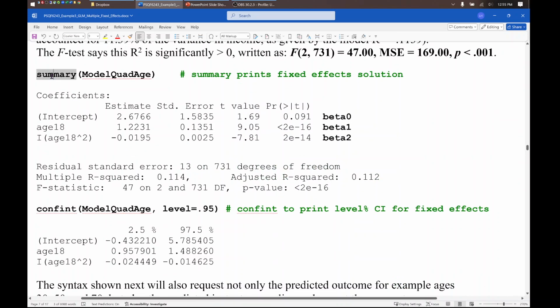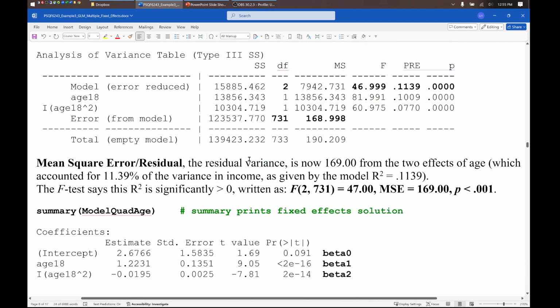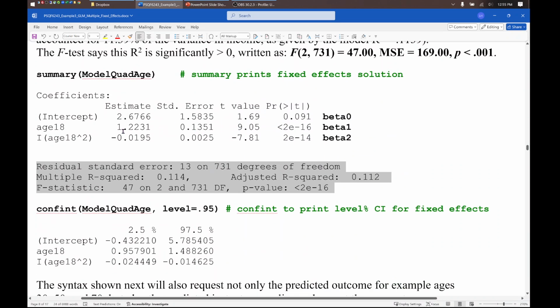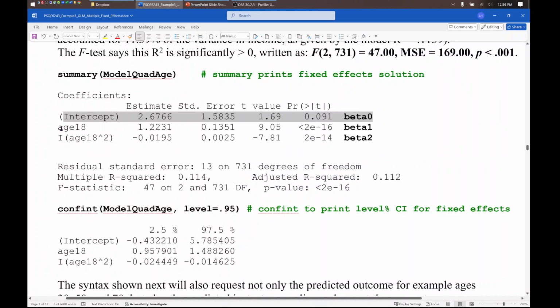Then we get into the summary, which provides us with our fixed effects solution, as well as a summary of the table up here with the important parts. And note that I bolded everything that you need to keep track of, okay? I'm trying to help you out. For the summary, we have our intercept. This is the expected income level for an 18-year-old, given the centering of our predictors.